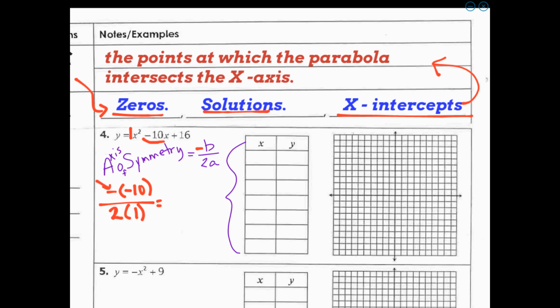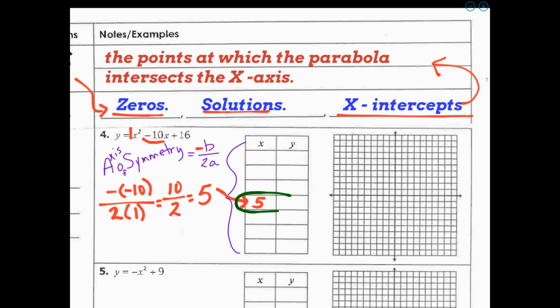So what is a -10? +10. Yep. And what is 2 times 1? 2. So 10 divided by 2 is? Right, we're dividing by 2, we're halving it. Okay, all this tells us is that we need our x to be 5, right in the middle of my table.